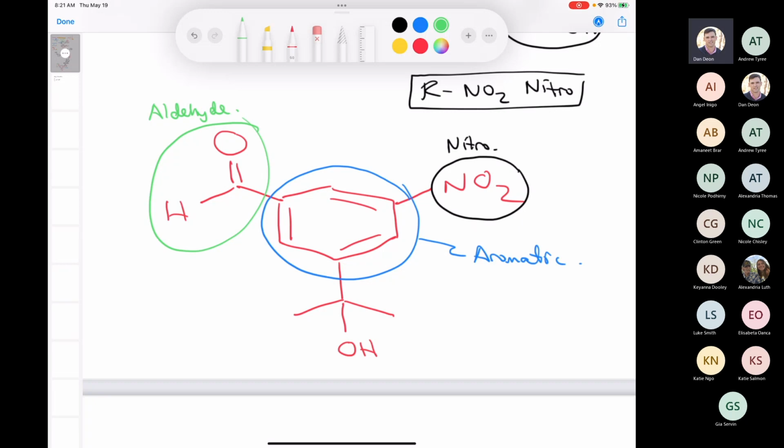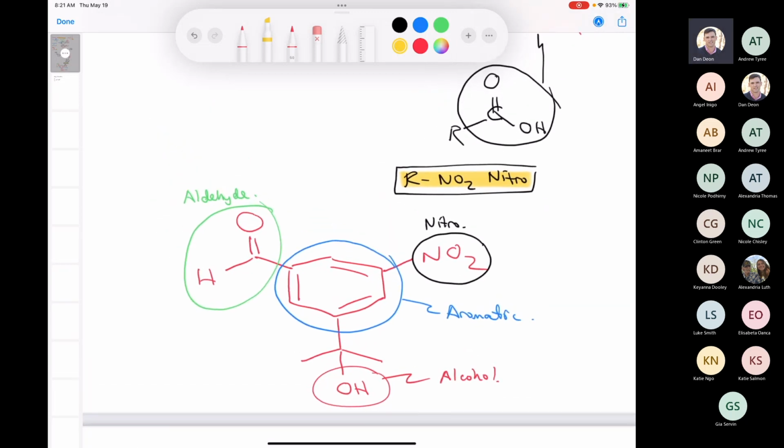There's one more in here. Could anybody? Yeah, absolutely. It's an alcohol. Yes. Here we go. So this is an alcohol. There we go. So we identified all the functional groups in here. The only functional group that I didn't cover in the chapter 2 lecture the other day was the nitro, but I'm covering it with you now.